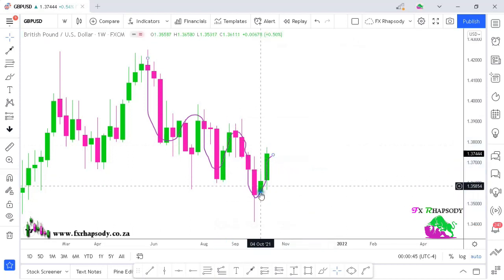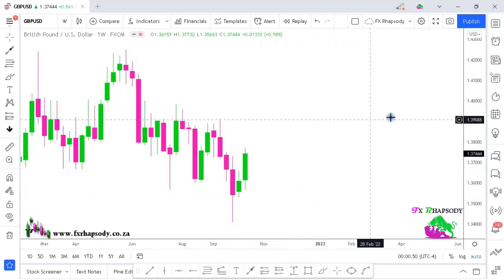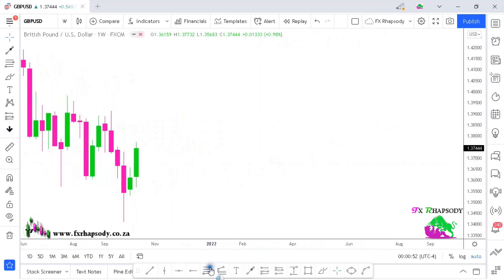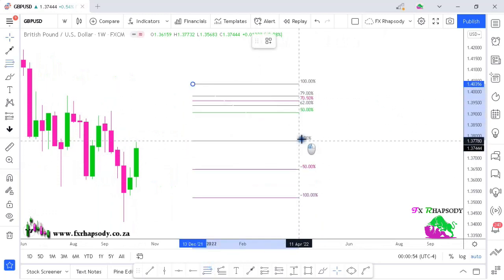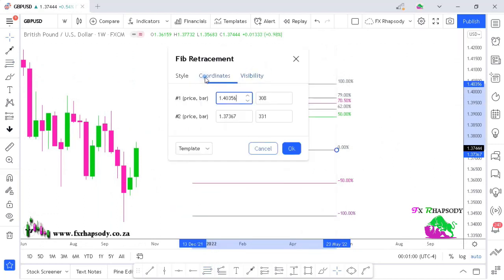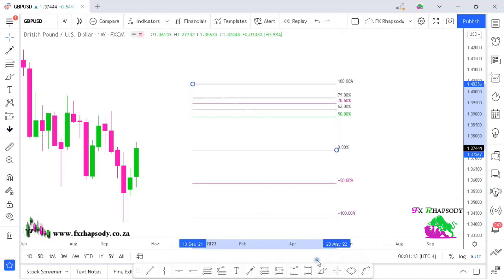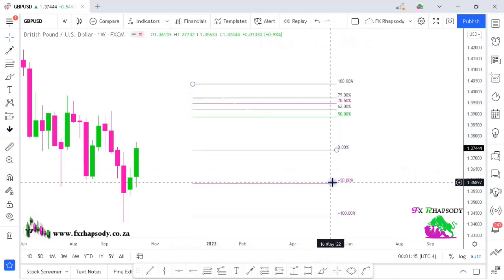Before I carry on, guys, I think there were a lot of comments, and I just wanted to show you my Fibonacci. Okay, these are my Fibonacci settings. There you go. Take a screenshot of that, and you can just add it to your MT5, MT4, TradingView, whatever you want. So those are the settings of the Fibonacci that I use.